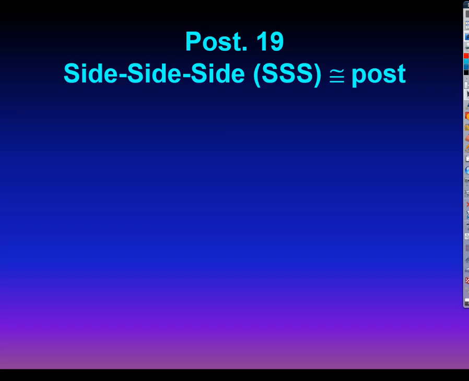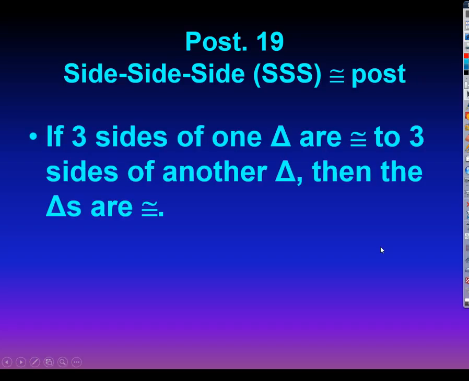One of the shortcuts is the SSS, side, side, side congruence postulate. We'll just call it SSS, or side, side, side. What this tells us is that if all 3 sides of one triangle are congruent to the corresponding 3 sides of another triangle, that's all it takes. We don't have to know any information about the angles. If the 3 sides of one triangle are congruent to the 3 sides of another triangle, then they're congruent, for this reason, by SSS.